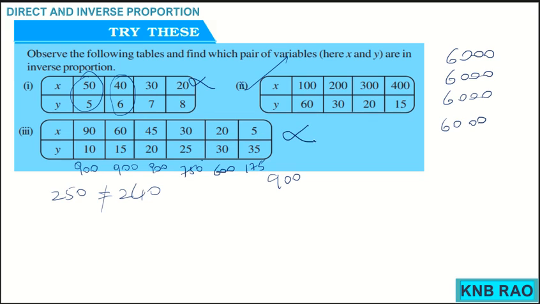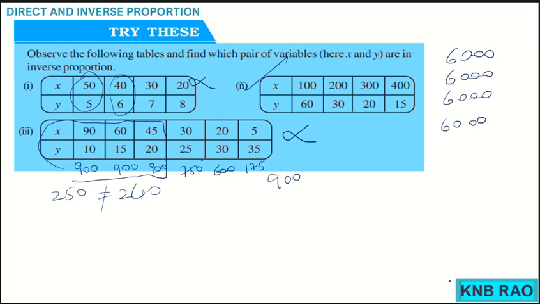So the third is also not in inverse proportion, though I could see it in the first 3 columns, but it is not the same case as the rest of the things. You need to observe all the values. The product of corresponding values should remain constant.